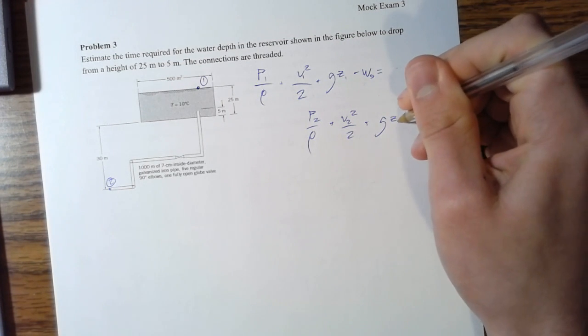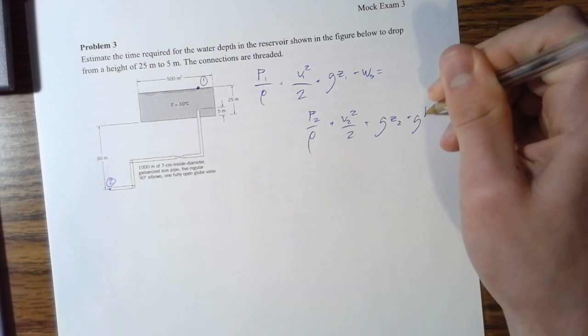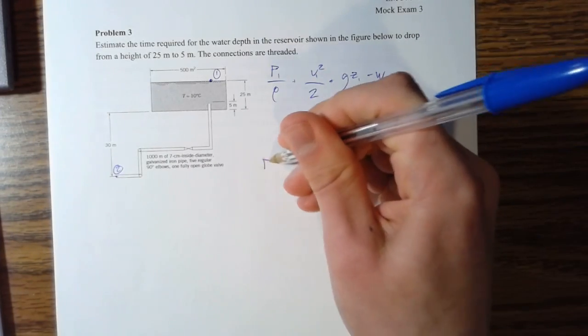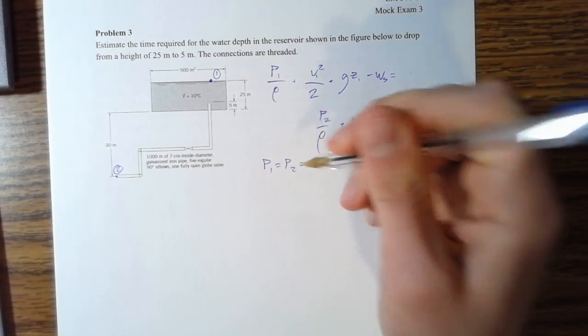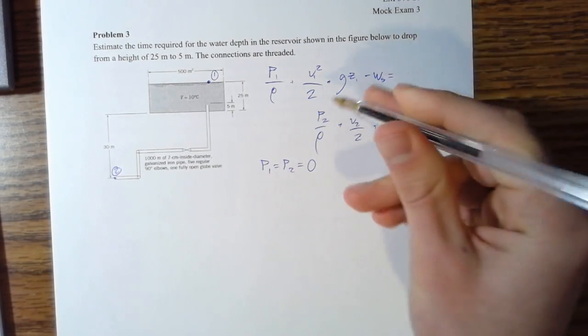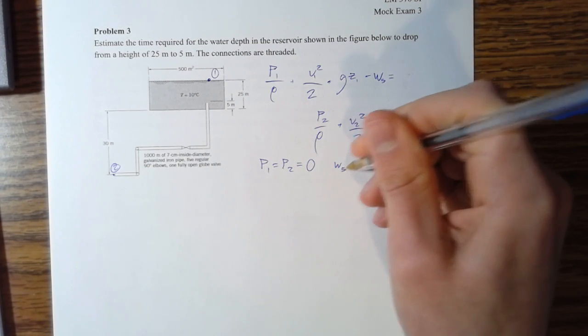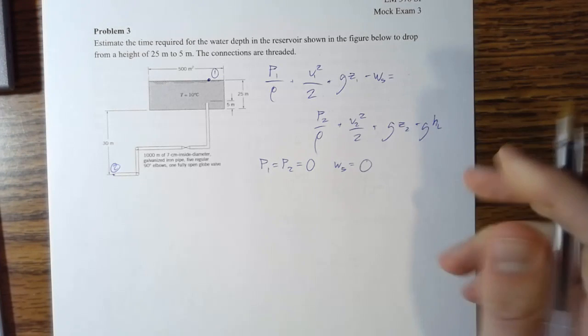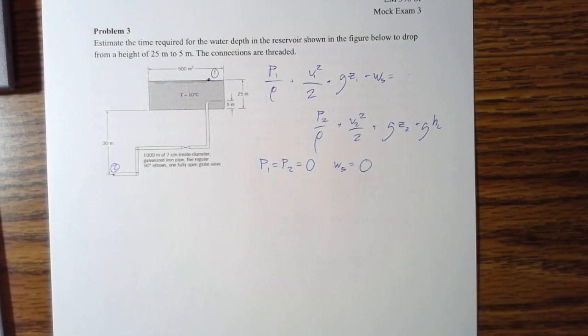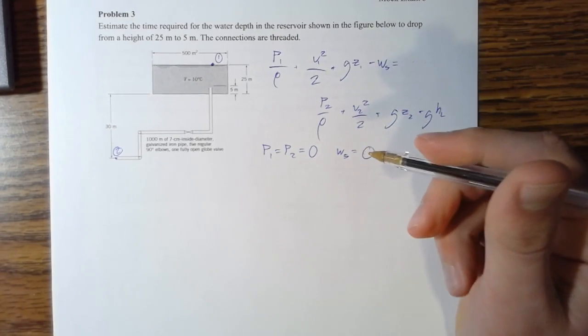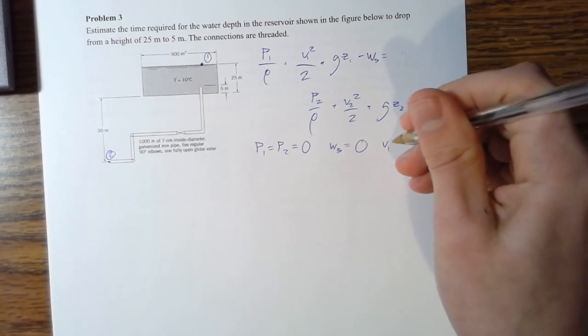Just so we see this at least once. Alright. So I ran out of room up here. That's what I wrote down. And we know that P1 equals P2, open to the atmosphere, so we're just going to say that's 0. And there's no pumps or anything like that, so the work shaft head is 0. And then the velocity at point 1 is 0.